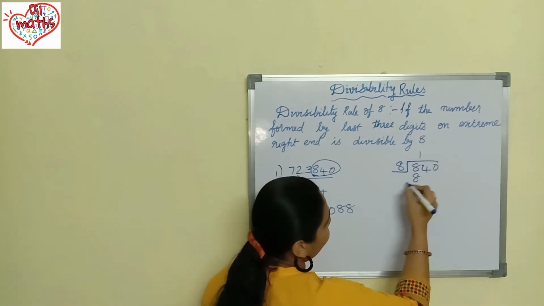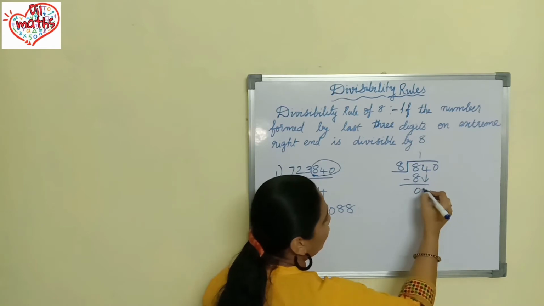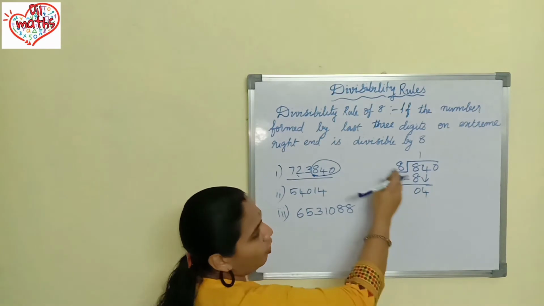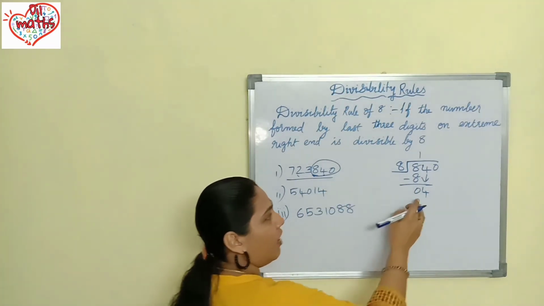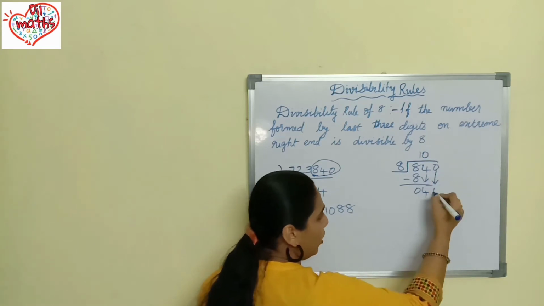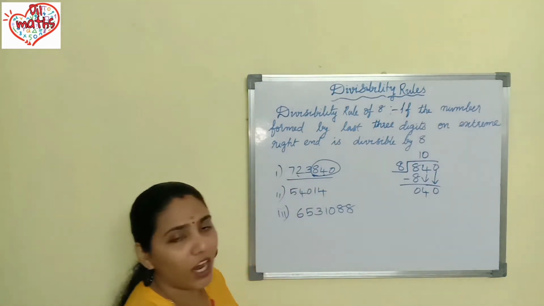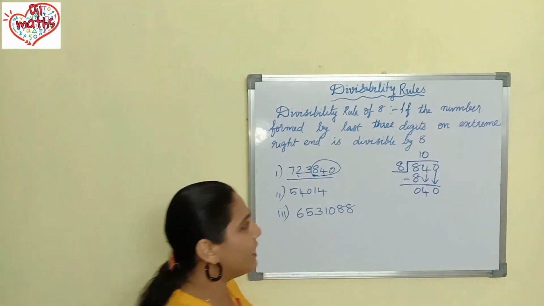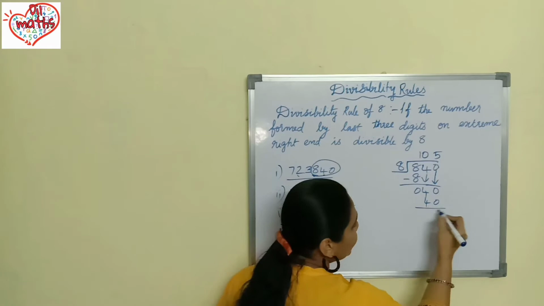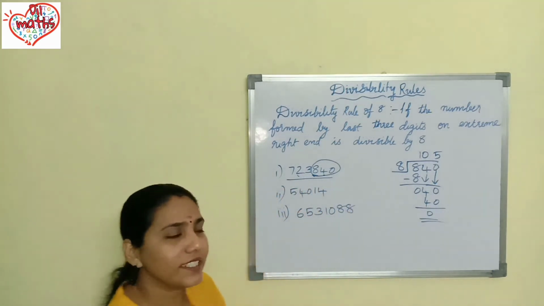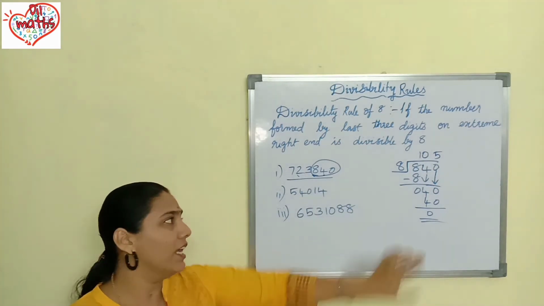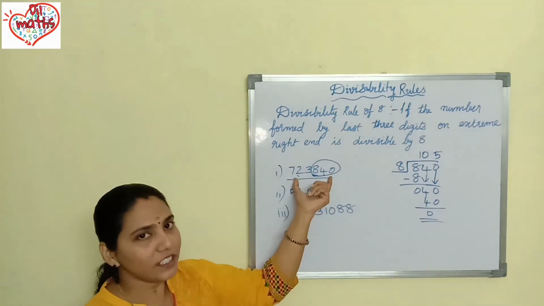1 8 is 8. 8 minus 8 is equal to 0. 4 we have to bring down. 4 we can't divide by 8 because it is smaller than the divisor. So we have to put a 0 here and bring down this 0. Now you got 40. How many times does 8 go in 40? 5 8s are 40. So the remainder is 0. That means 840 is divisible by 8, so this number is divisible by 8.